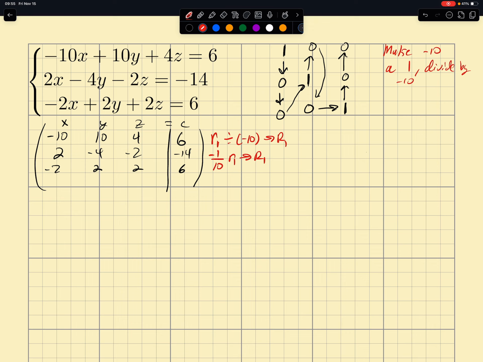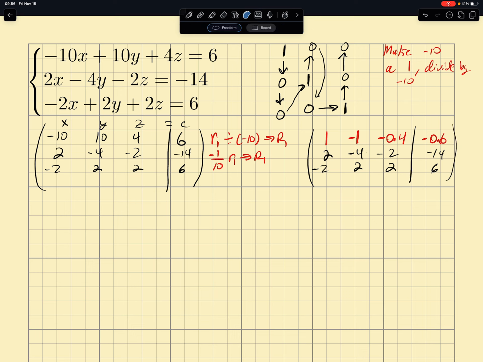So negative 10 divided by negative 10 is 1. 10 divided by negative 10 is negative 1. 4 divided by negative 10 is negative 0.4. And 6 divided by negative 10 is negative 0.6. Okay, so just take each one of those entries in the top row and divide it by negative 10. The second row and the third row are unaffected, so we will leave them as they are.